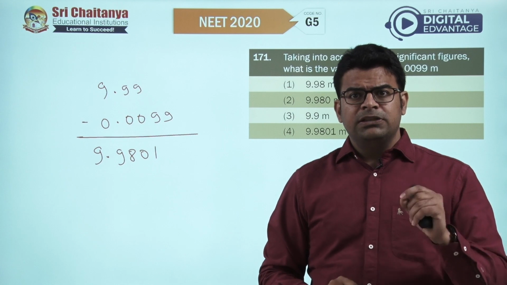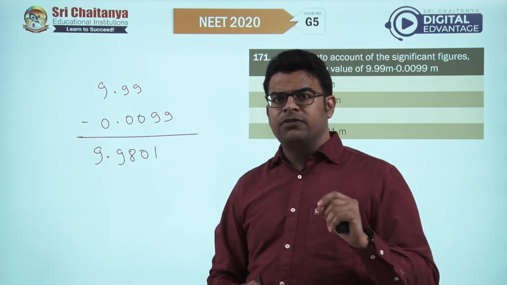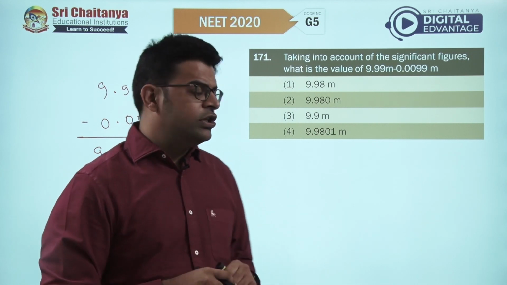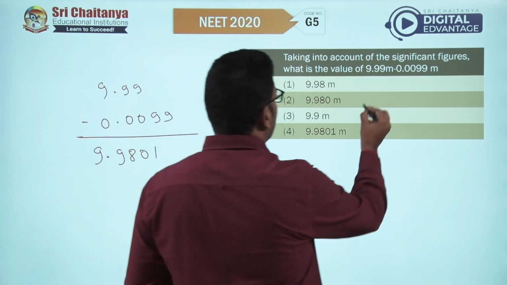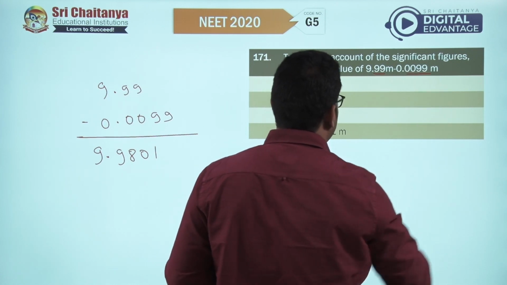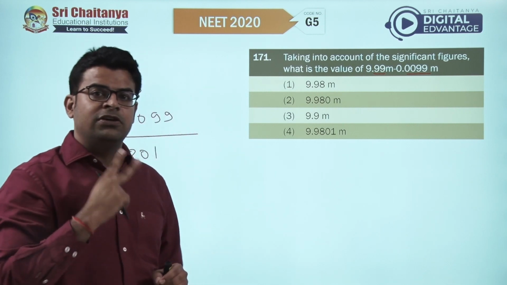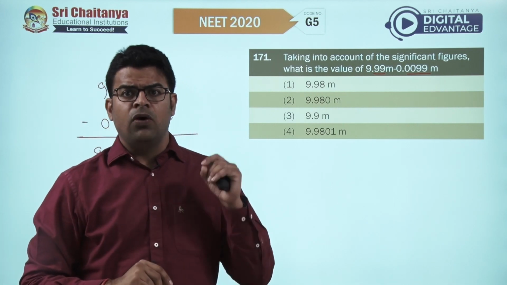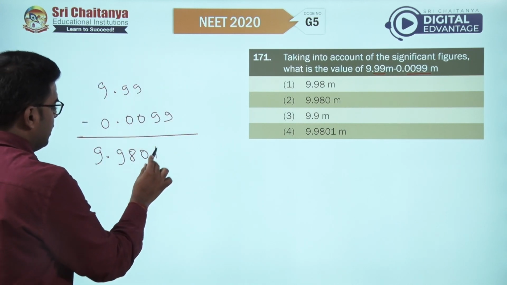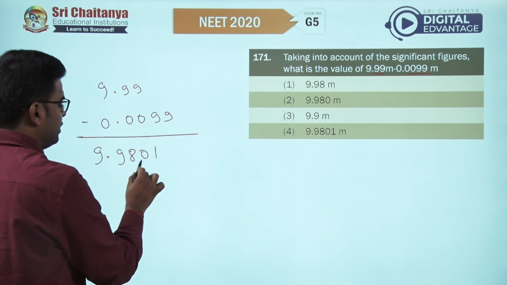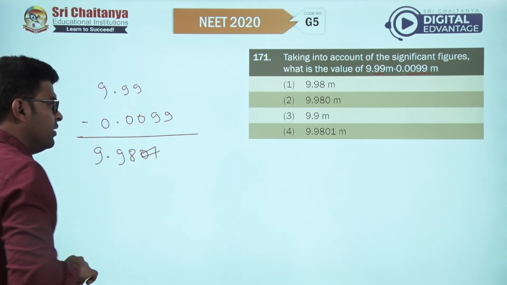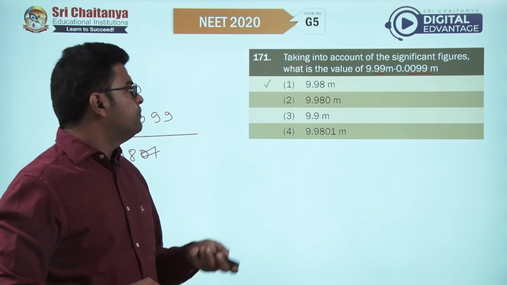We need to represent the quantity to as many places after the decimal as in any one of the quantities used in the calculation. So, in the first quantity you have got up to 2 places after the decimal, in the second quantity 4 places after the decimal, the least of them is 2 places after the decimal. So, you must report your answer only up to 2 places after the decimal. If you need rounding off, round it off, and on rounding off you will get simply 9.98, which is nothing but option number 1.